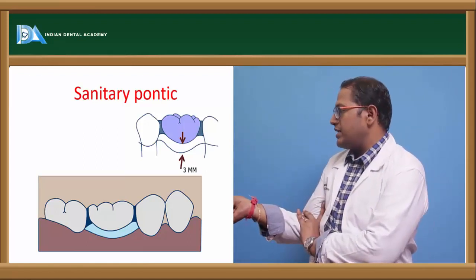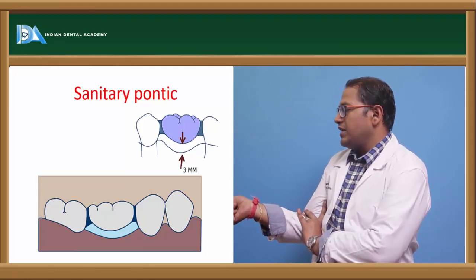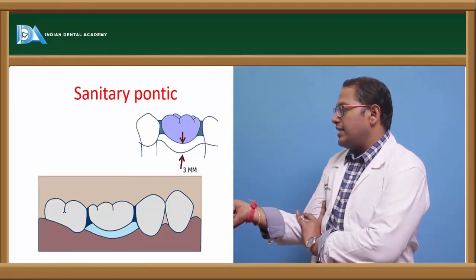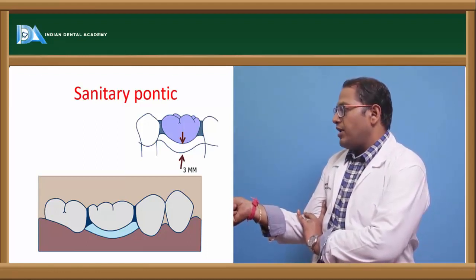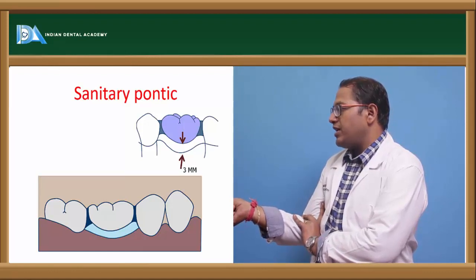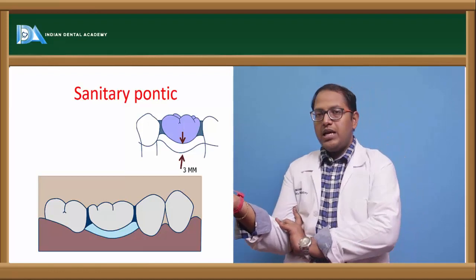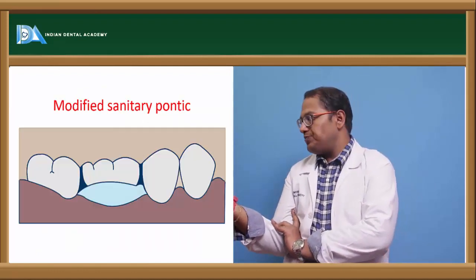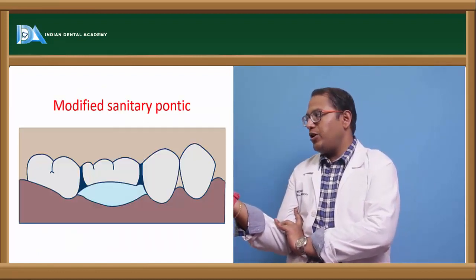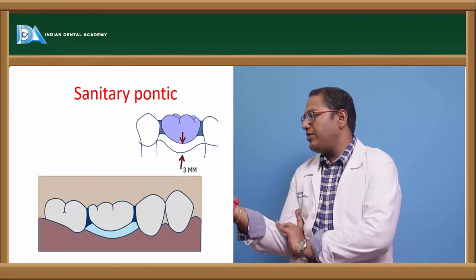So for example, we can see 3 mm of space is present between the Pontic and the ridge. One more important thing, the design of the Pontic should be convex, buccolingually as well as mesiodistally. This was the mistake in our ridge lap. We'll come to that. Modified sanitary Pontic, what they did in that is, see the sanitary Pontic.